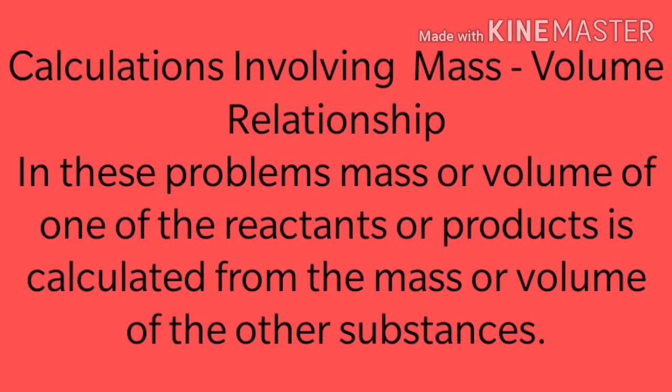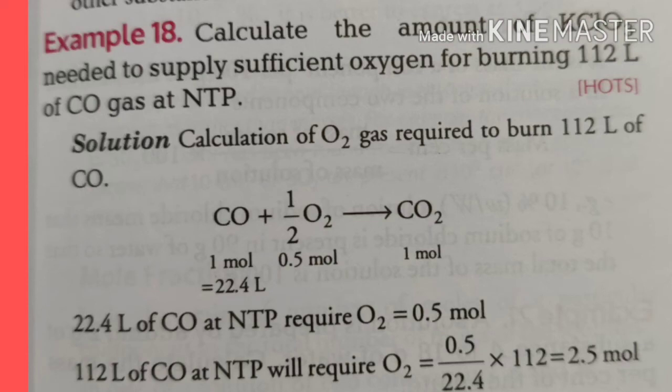Now we will see the calculations involving mass-volume relationship. In these problems, mass or volume of one of the reactants or products is calculated from the mass or volume of the other substances. So we take one example for it. Calculate the amount of potassium chlorate needed to supply sufficient oxygen for burning 112 liter of carbon monoxide at NTP.